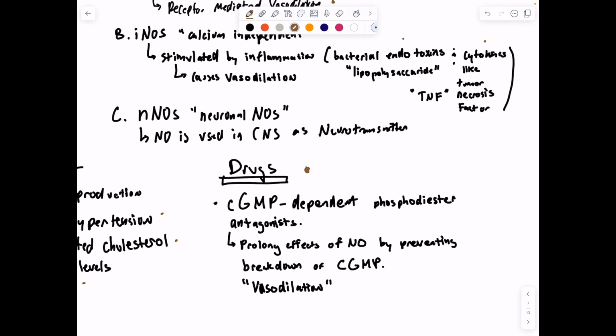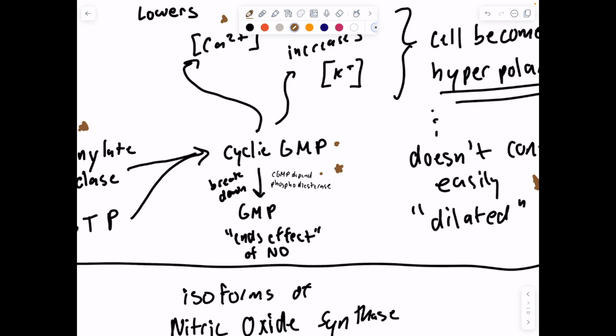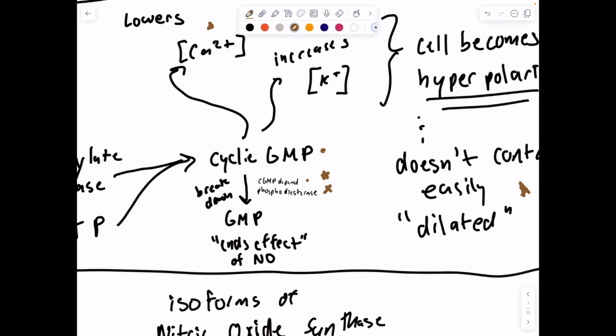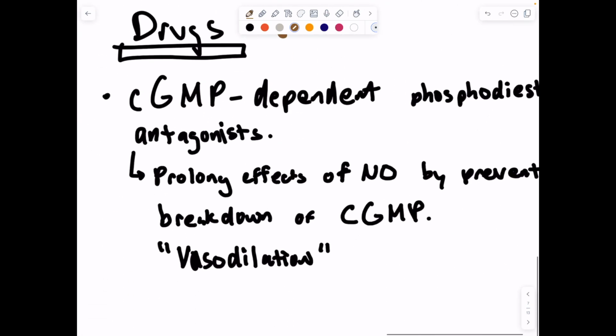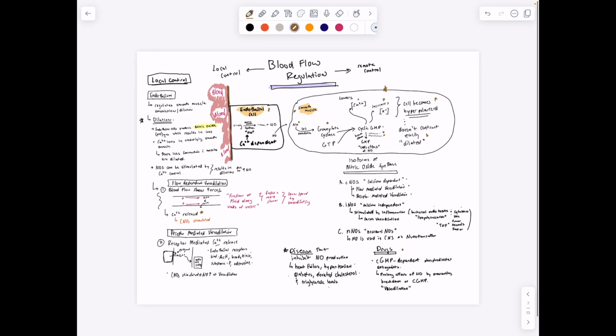All right, and then different drugs, so cGMP-dependent phosphodiesterase antagonists. Basically, if you attack the thing that's breaking down cGMP, then the net effect of nitric oxide is going to be maintained if you inhibit this enzyme that breaks down cGMP. This will prolong the effects of nitric oxide by preventing breakdown, and this will maintain vasodilation. I think Viagra was the example given to us in class.